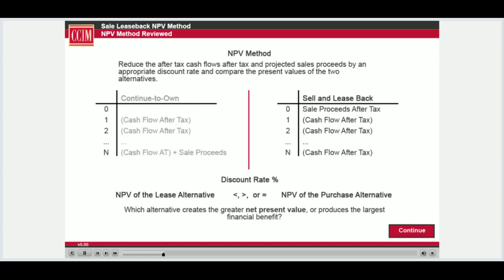Now we have two new alternatives that we will compare in the same fashion. On one hand, the user may decide to do nothing. In this continue-to-own alternative, we will project the cost of owning the real estate through the holding period and forecast a sale in the future. On the other hand, our user may decide to sell today and lease back the space. In this scenario, they receive a large upfront cash flow and then project lease payments throughout the lease term. Both of these cash flows can also be reduced to net present values and compared.